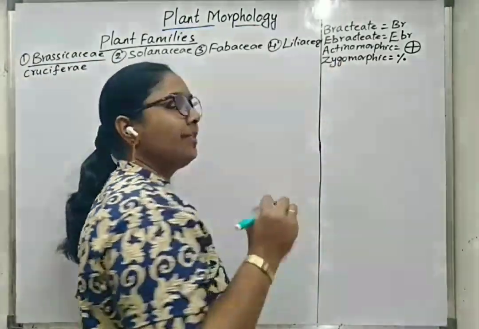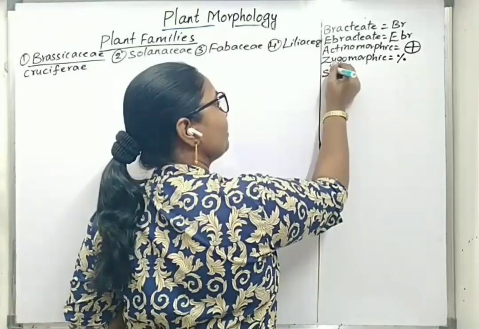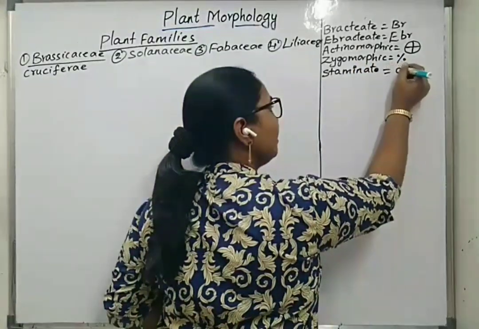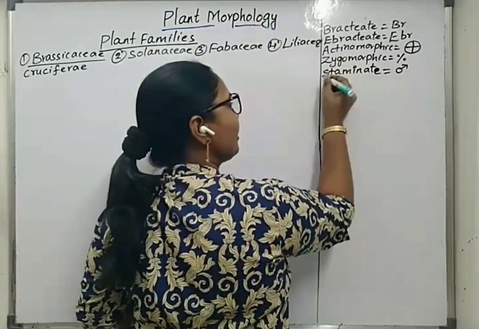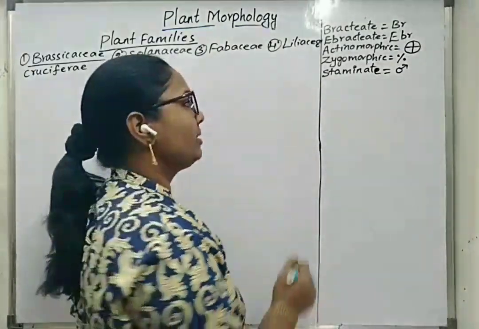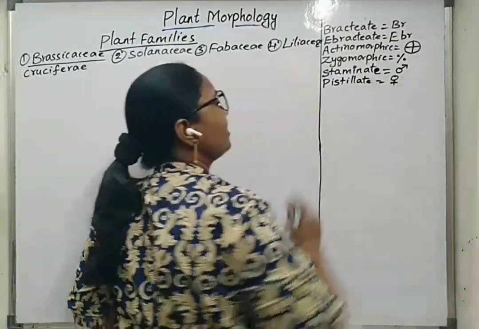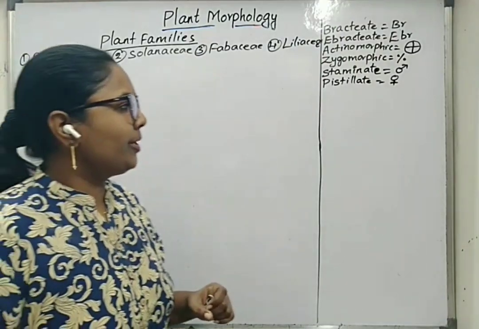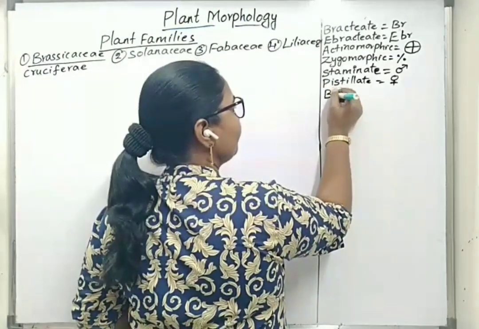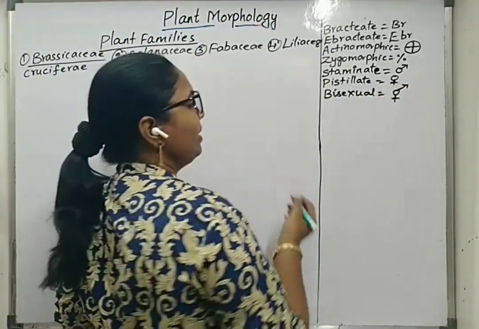Next, if the flower is having stamen, such flowers are called staminate flowers. This is represented with a symbol, male reproductive structure. If the flower is having gynoecium, the female reproductive structure, such flowers are called pistillate flowers. If a flower is having both male and female reproductive structures, that is stamen and pistil, then they are said to be bisexual flowers. Like this.